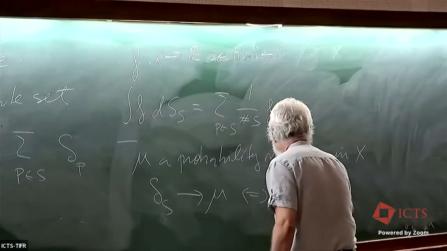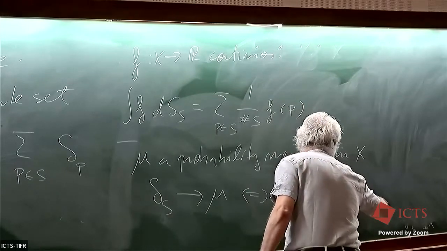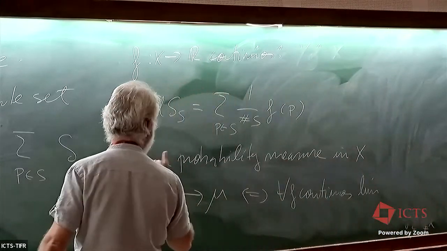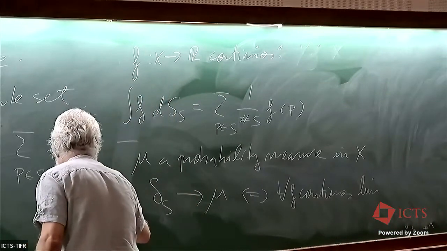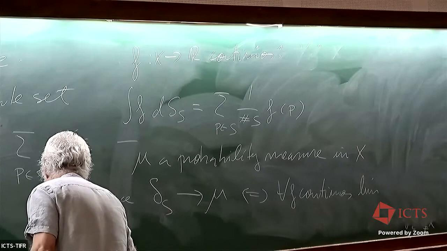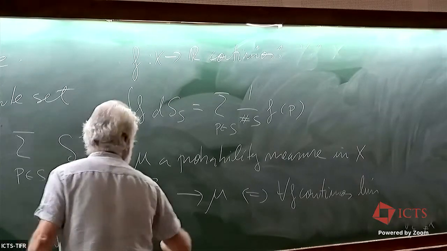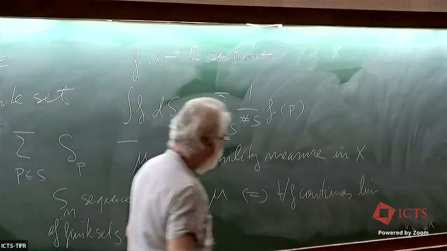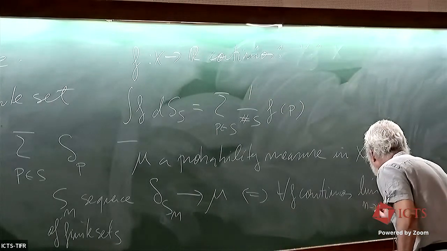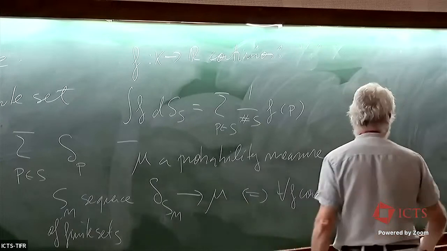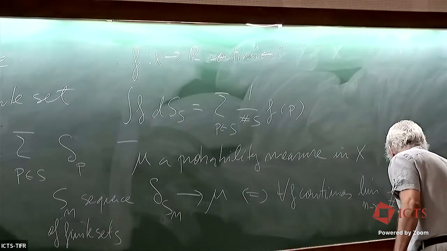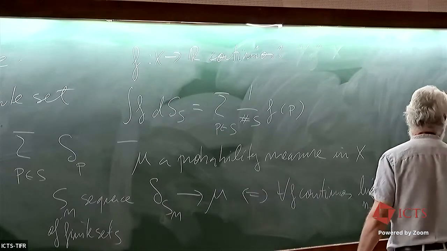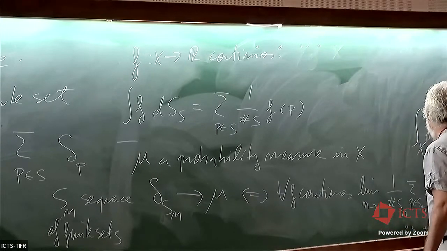This is equivalent to saying that for every f continuous, the limit... So I have a probability measure, then I have a sequence S_n of finite sets. Then I will say that the sequence of sets converges to this measure, so that the measure lambda S_n converges to mu. This is equivalent to saying that for every continuous function, the limit when n goes to infinity of 1 over the number of points in S_n, times the sum over all points p in S_n of f of p, has to be equal to the integral along X of f d mu.